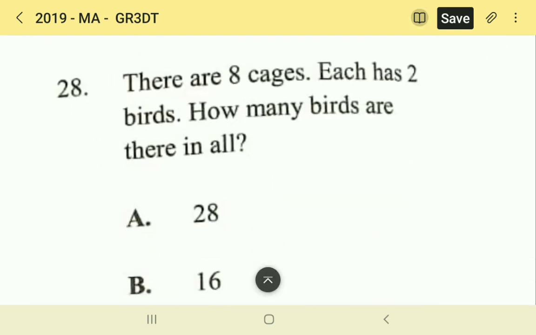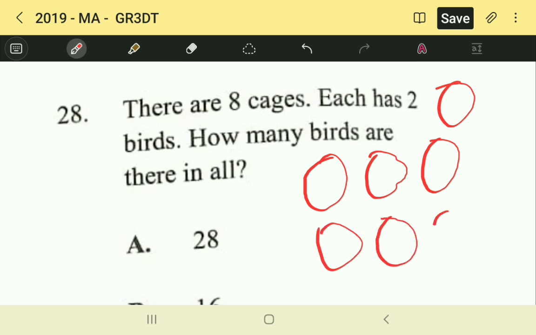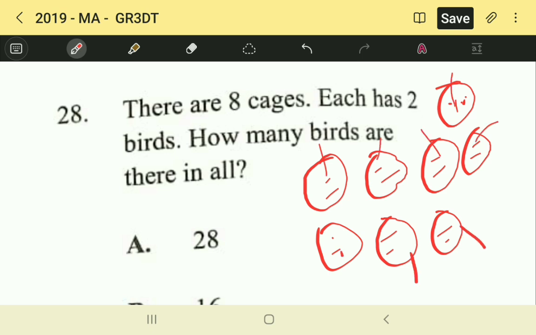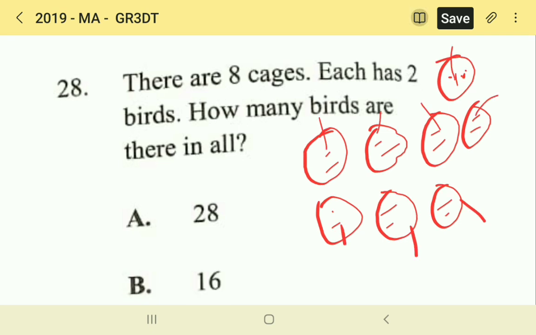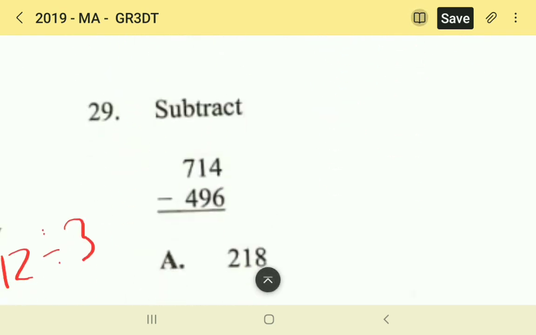8 cages. This is also a repeat. So there are 8 cages. Each cage has 2 birds. How many birds are in all? So if there are 8 and each of them has 2, let's do it for those who would want to do it like this. Let's call these circles our cages. 1, 2 bird, 1, 2 bird, 1, 2, 1, 2, 1, 2, 1, 2, 1, 2, 1, 2. So each cage having their 2 birds. Alright? So let's count it. 2, 4, 6, 8, 10, 12, 14, 16. So there are in all 16 birds. 16 is at B.